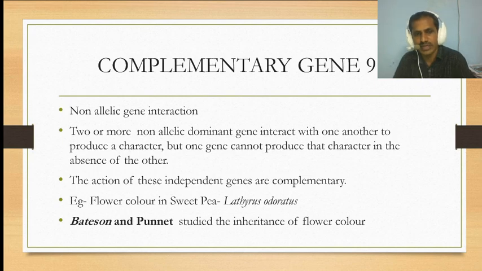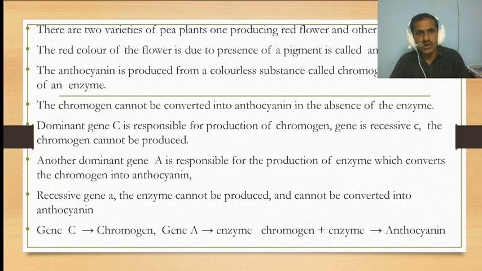So complementary factor. There are two varieties of sweet pea plants. One produces red color and the other one produces white color. The red color of the flower is due to the presence of the pigment called anthocyanin.